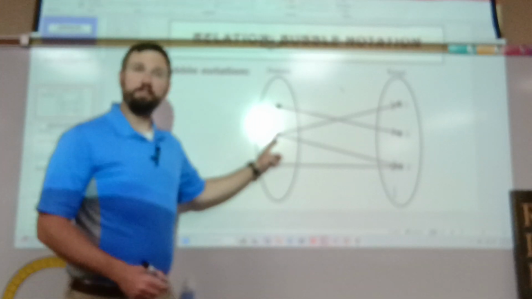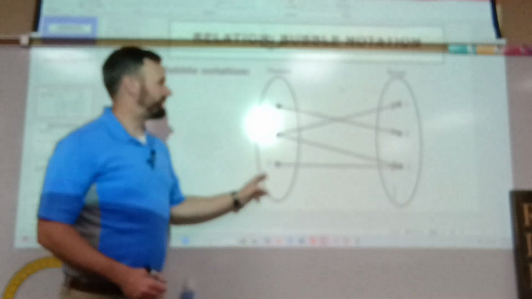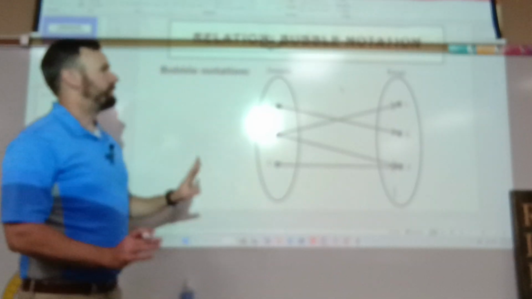There's different ways to write it. You might have seen this bubble notation before. I know I taught it last year in Algebra 1. It's just saying point A goes to 2. So when I look at A, it goes to 2. B goes to 1 or 3. And C goes to 3.